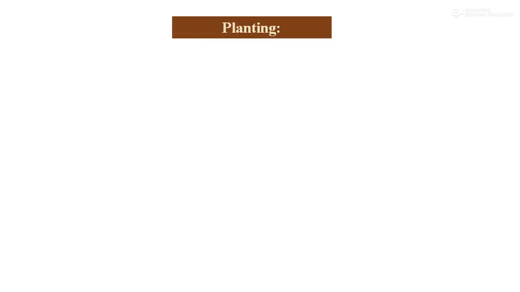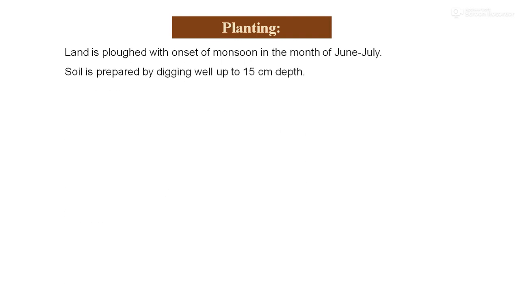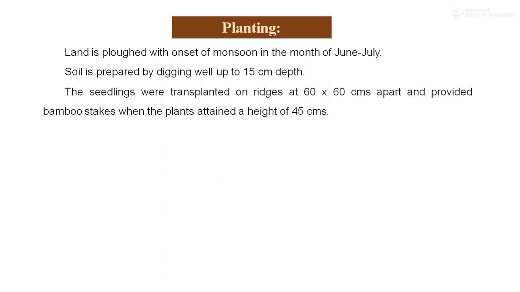Then regarding the planting, for asparagus cultivation, land is plowed with the onset of the monsoon in the months of June and July. Then the soil is prepared by digging well up to 15 centimeter depth because it is a shallow rooted type of crop. Seedlings were transplanted on ridges and furrows, on a ridge at 60 by 60 centimeter apart, and provided with bamboo stakes when the plant attained a height of 45 centimeter.